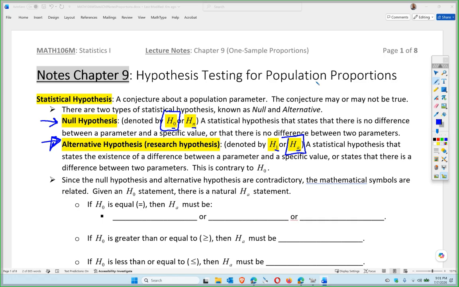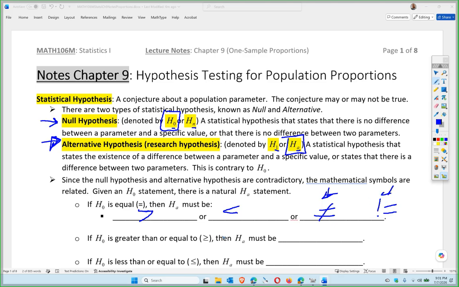So essentially, whatever the null is, the alternative must be the opposite. So if the null is equal, then the alternative must be greater than, less than, or not equal to. Sometimes they'll write it like this, which means not equal, right? The exclamation means not. So it depends. Typically it's going to be one or the other. This is the more common one in math. This one's the more common in computer science.